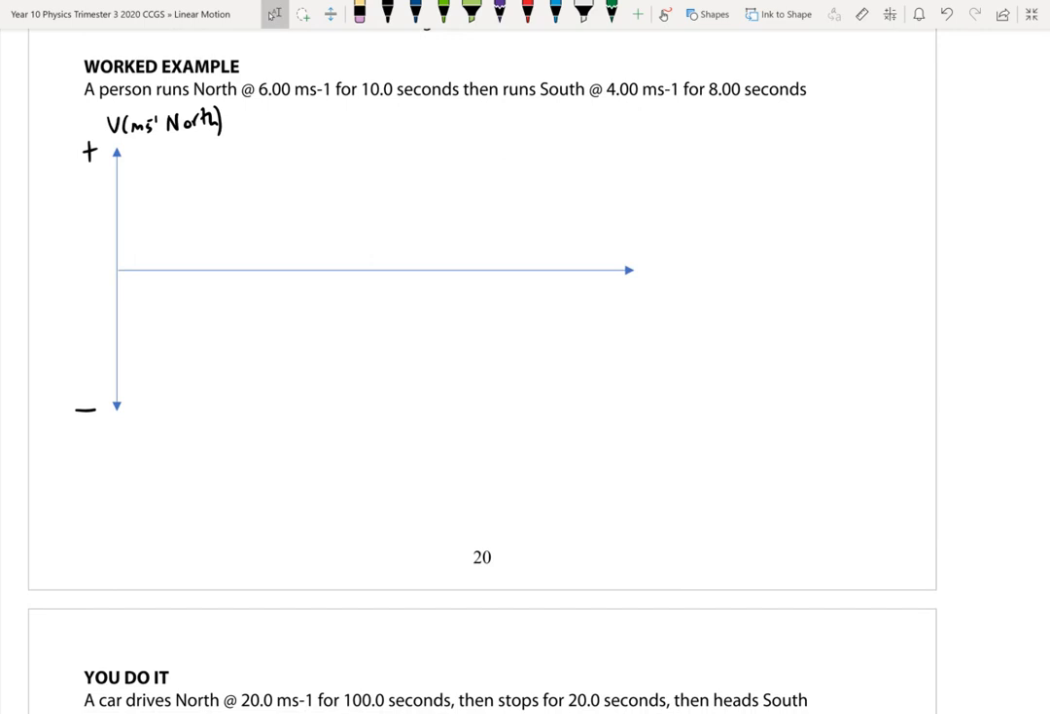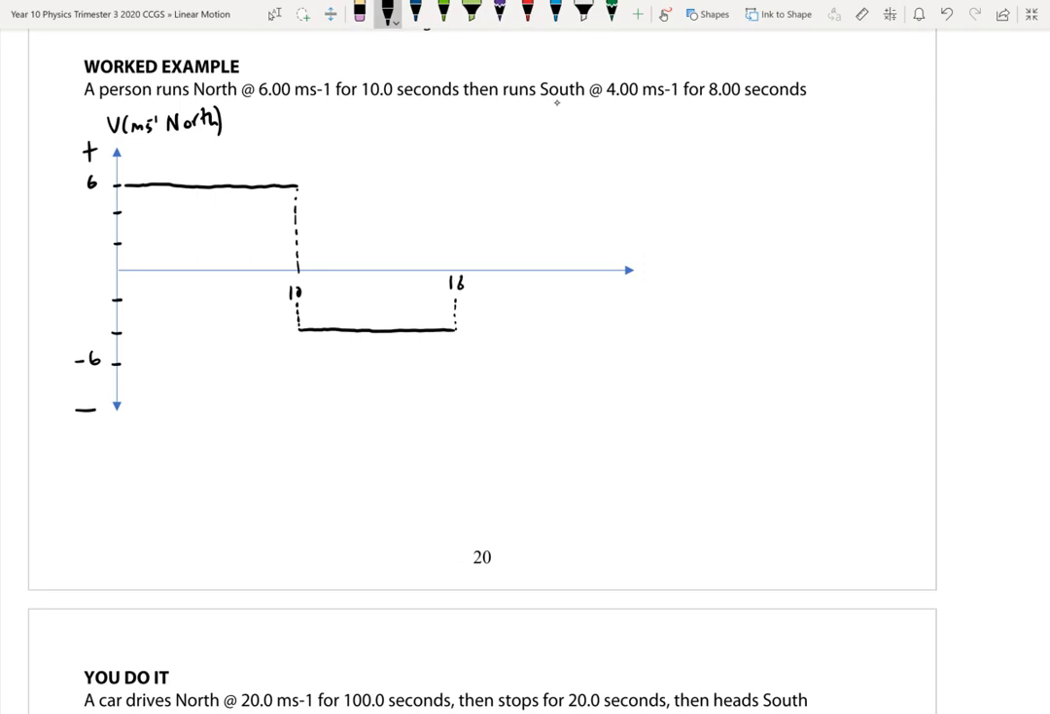Your PE teacher says, all right, guys, I want you to run out to the cricket nets, and as soon as you touch the cricket net, I want you to turn around and start jogging backwards to me. Okay? So, you take off at 2, 4, 6, negative 2, negative 4, negative 6. You take off at a constant speed for 10 seconds. Then, you turn around and you start jogging backwards for 8 seconds.